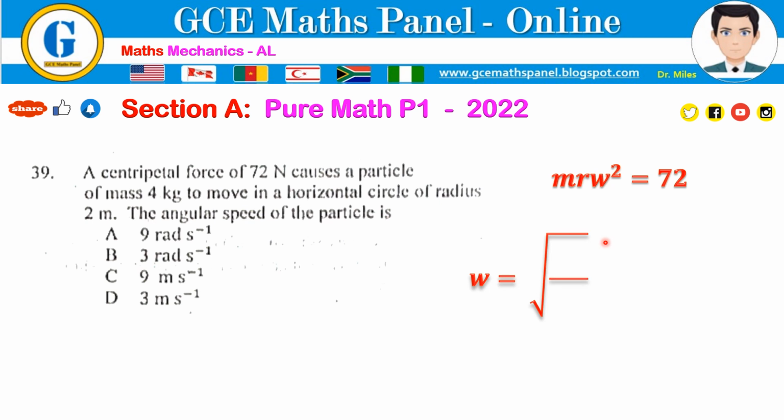Okay. So from here, we need the angular speed, right? The angular speed squared will be equal to 72 over 4 times 2, because they said the radius is 2 meters and the mass is 4 kg. The square root of that is going to give us 3. So our W is equal to 3.